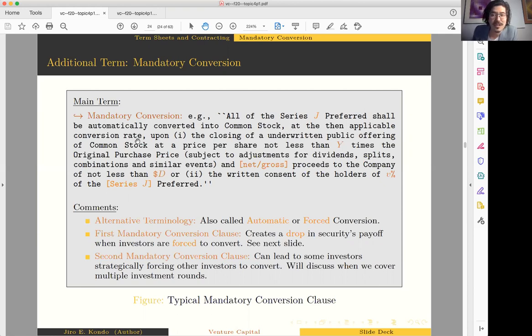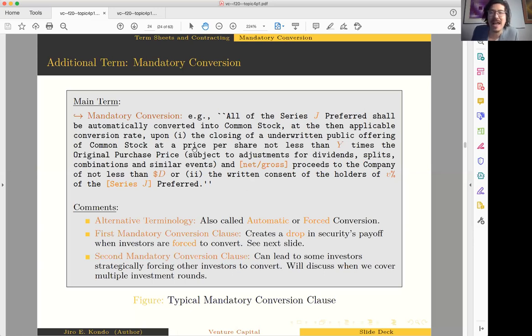That means the one to C that we described last lecture, upon either one, the closing of an underwritten public offering of common stock at a price per share, not less than Y times the original purchase price, subject to adjustments for dividends, splits, combinations, and similar events, and net gross proceeds to the company of not less than D dollars. What this is saying is you will have automatic conversion. So the VC doesn't get to choose convert, not convert. They have no choice. They must convert.